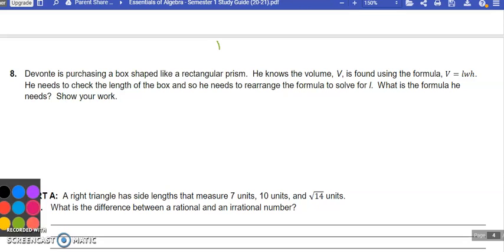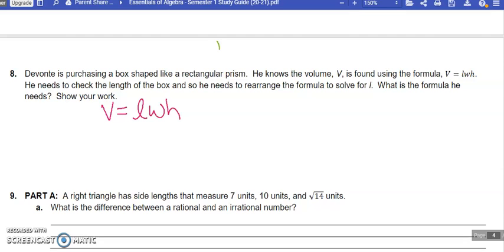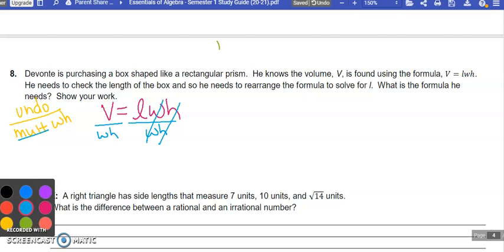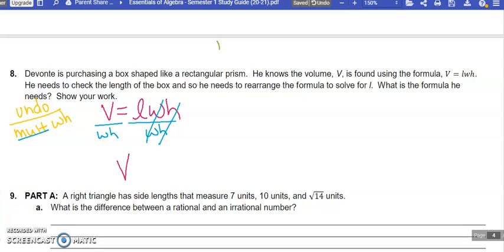So we're taking this formula and we're solving for L, so we have to ask ourselves what is happening to L. Well, L is being multiplied by W and H. So to undo that, we are going to divide by WH. And of course, what we do to one side, we have to do to the other. So we end up with volume over WH equals L. So we got L by itself.